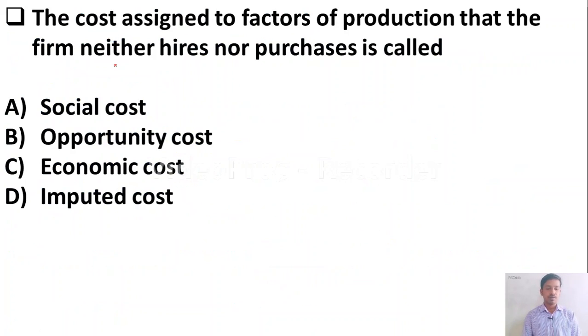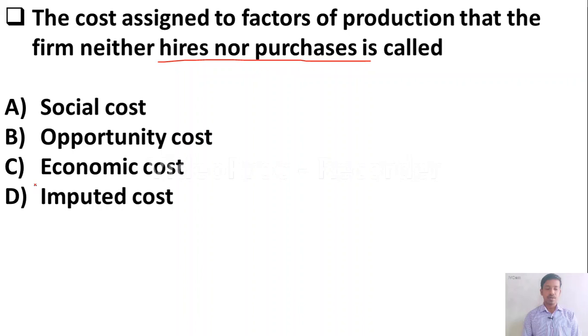Here the question is: the cost assigned to factors of production that the firm neither hires nor purchases is called: option A, social cost; option B, opportunity cost; option C, economic cost; option D, imputed cost.